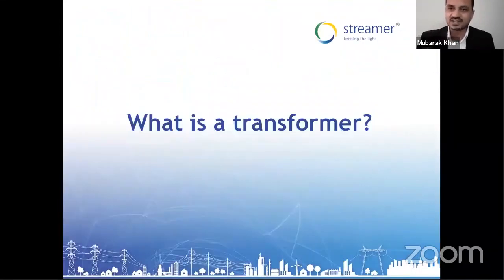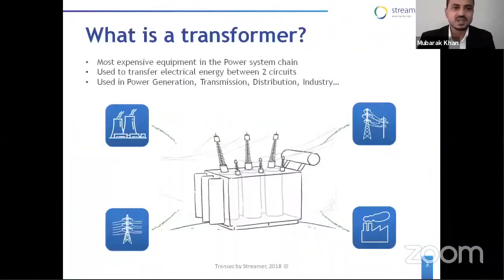What is a transformer? We will directly start with the technical session without any further delay. So what is a transformer? A transformer is the most expensive equipment in the power supply chain. It is used to transfer electrical energy between two circuits. It is used in power generation, transmission, distribution and the industries.